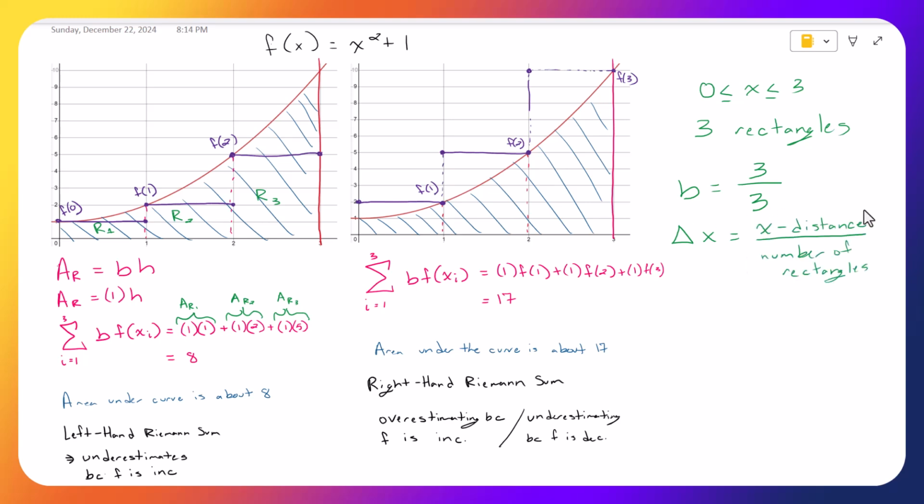So we have our x distance. Maybe I should take that out in case that's a little confusing. It's our x distance. I don't need a dash there. Our x distance divided by our number of rectangles.